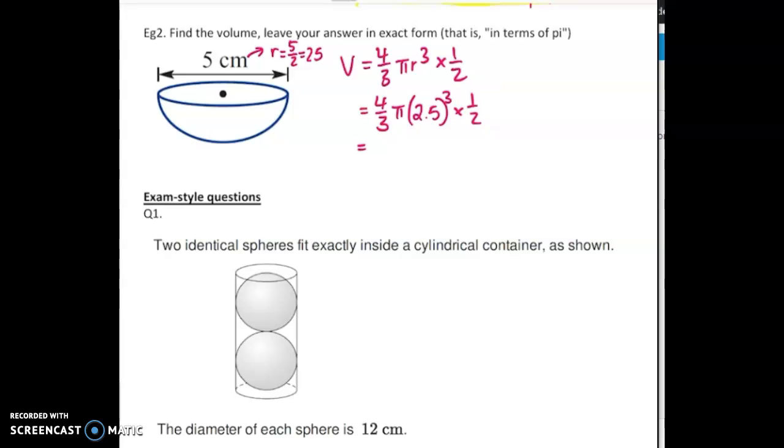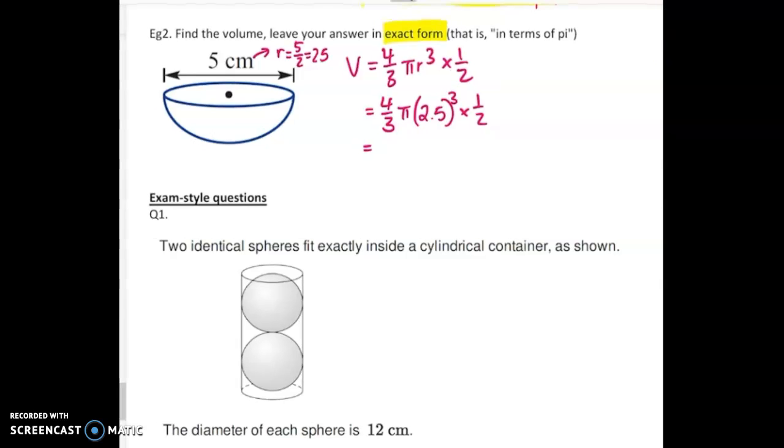Now, before you write down the answer, you need to always check what form you need to write your answer in. And in this question, instead of rounding your answer off, we want to write it in exact form. Now, usually when we have a pi in our calculation, we end up with a very long decimal number, which we need to round off. So to prevent rounding off, we can write our answer without evaluating the pi.